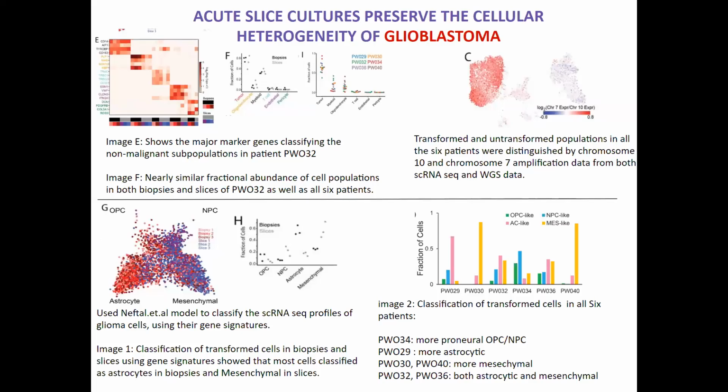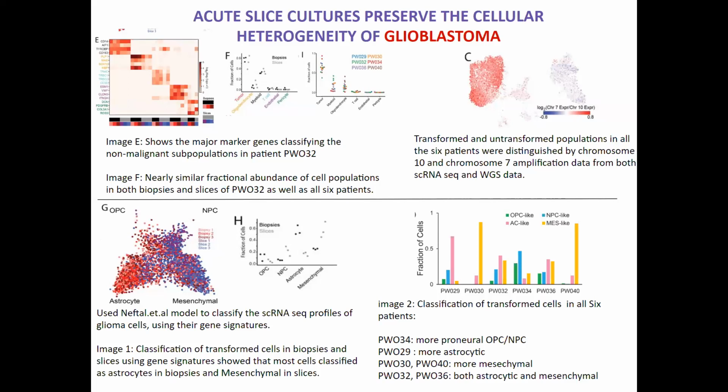The fractional abundances of the tumor cells and non-tumor cells in all the other patients. And they have also distinguished the transformed and non-transformed populations using the chromosome 10 deletion and chromosome 7 amplification data. So this is how they are showing that the acute slice cultures give a better picture of the glioblastoma tissue.